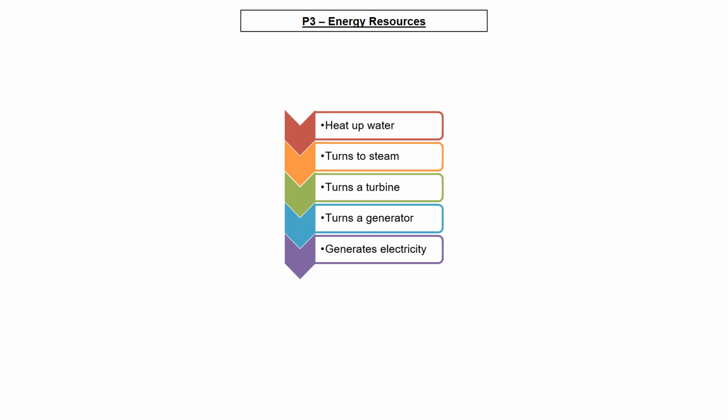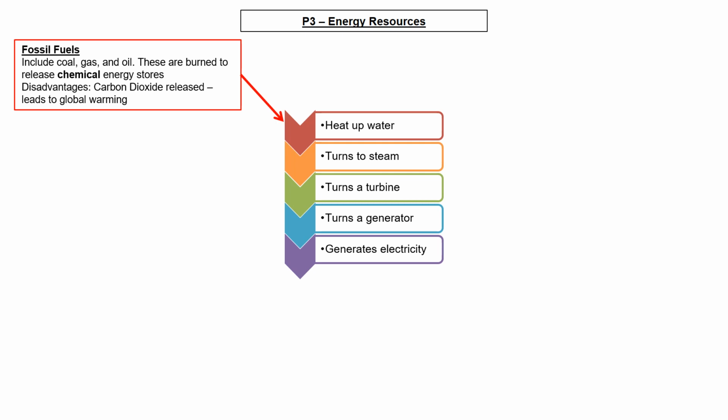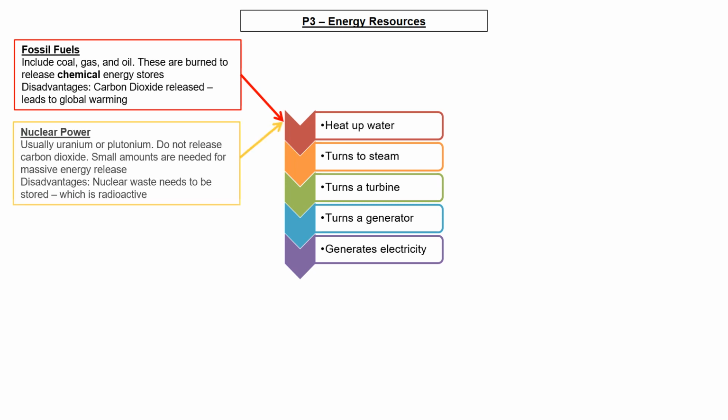Now, first of all, we're going to talk about fossil fuels. These include coal, gas, and oil. These are burned to release chemical energy stores. Nothing else, just chemical energy stores. Disadvantage of this, we get carbon dioxide released, which leads to global warming, climate change, rising sea levels. It does not have any effect on the ozone layer. You may have heard of something called the ozone layer. Do not mention that when you're talking about fossil fuels.